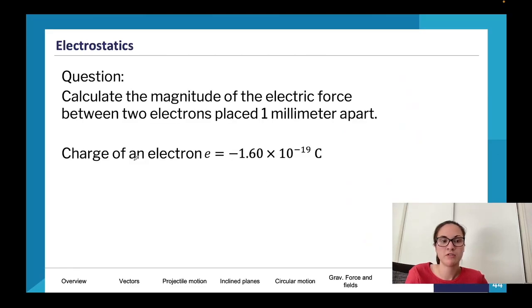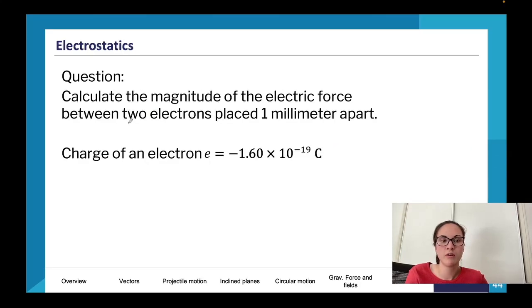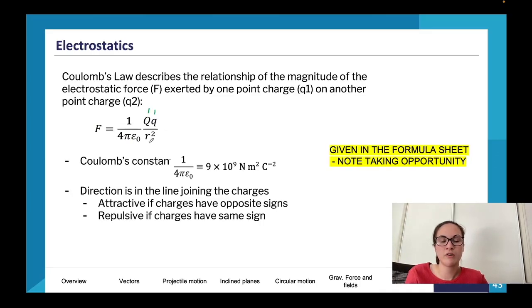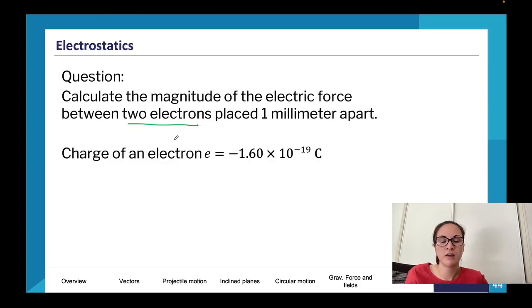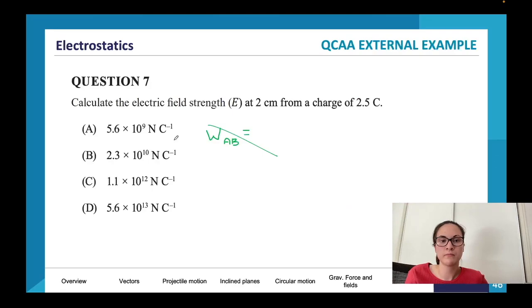Quite literally, just make sure you have the charge of an electron, because you'll need it for Q here and Q here, because those are the charges. For the 2 electrons, they give you the constant, and the radial distance is 1 millimeter. So just make sure for the radius here, you convert it into meters. That's all there is for that one.